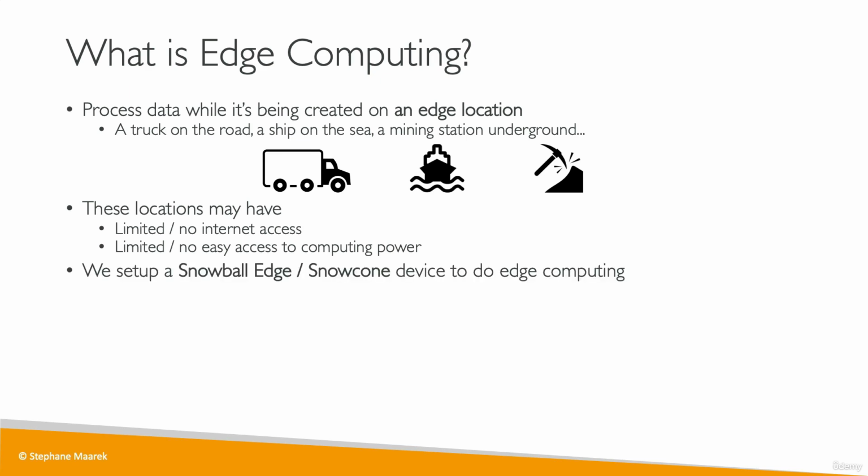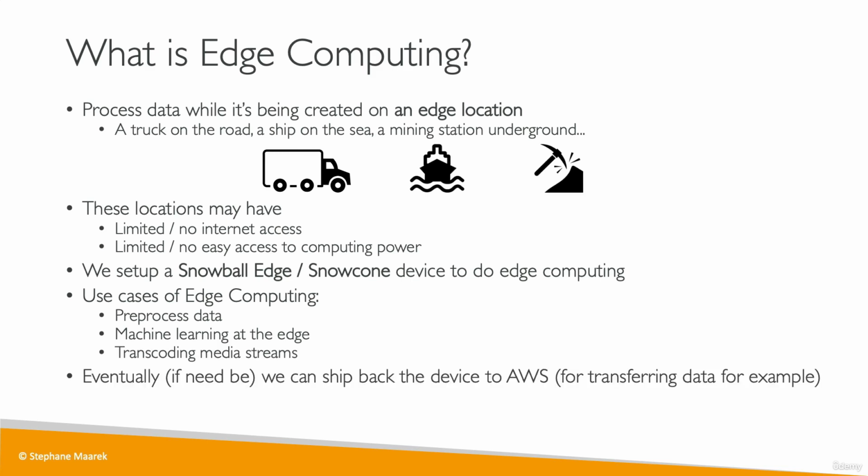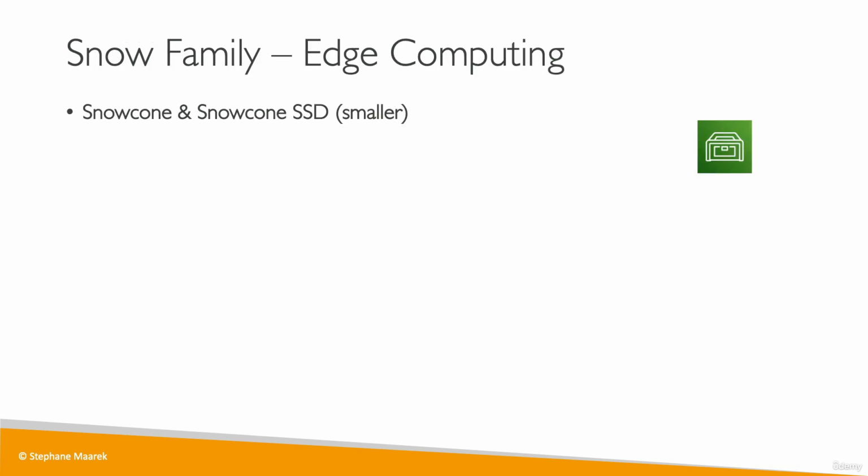And so to do edge computing, we can order a Snowball Edge device or a Snowcone and have it embedded into these edge locations and start doing edge computing. So the use cases of edge computing is to pre-process data, do machine learning at the edge, so without it going back to the cloud, transcode media streams in advance, and eventually, if need be, if you need to transfer the data back into AWS, you can ship back the device for your Snowcone or your Snowball Edge. So really, you start processing the data very, very close to where it's being created, and then you ship it back to AWS.